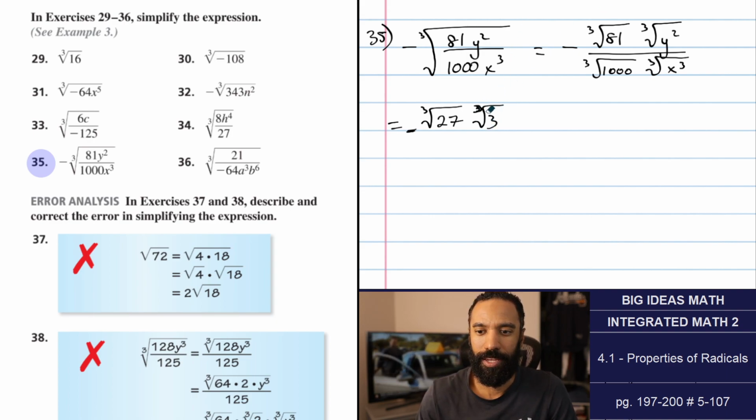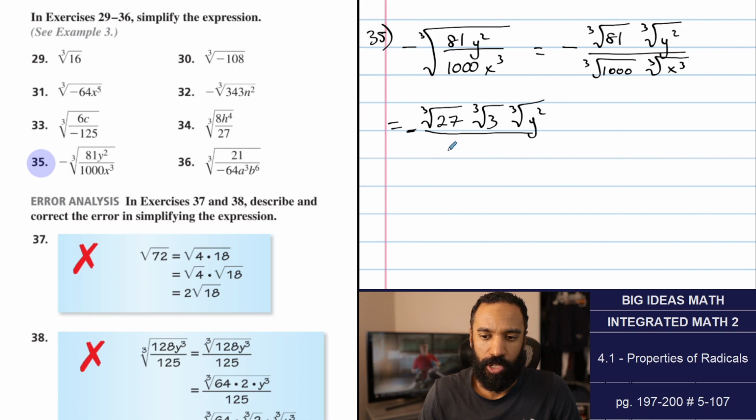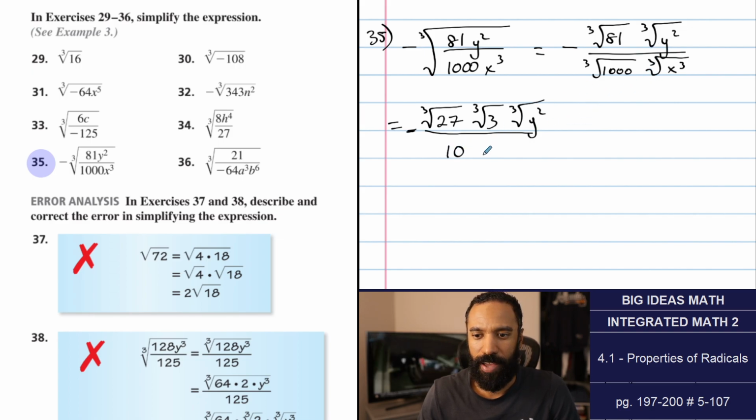Let me fix that 3. 27 times 3 is 81. We have that cube root of y squared. I can't take the cube root of y squared. It's going to stay like that. Cube root of 1000 we are going to be able to do. That is 10. And cube root of x cubed is x.